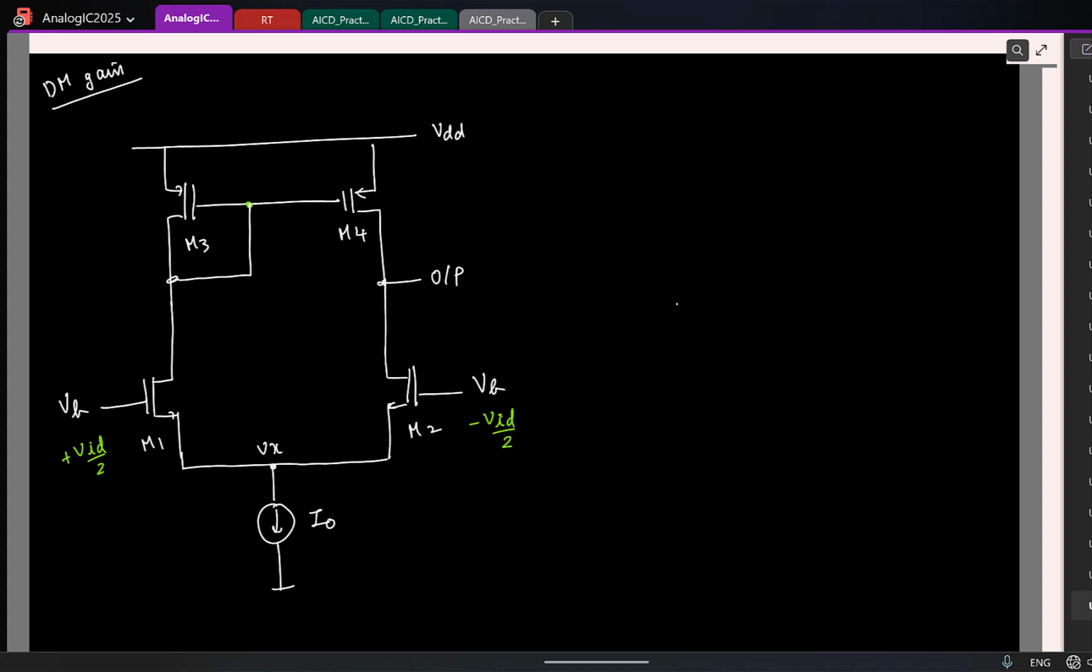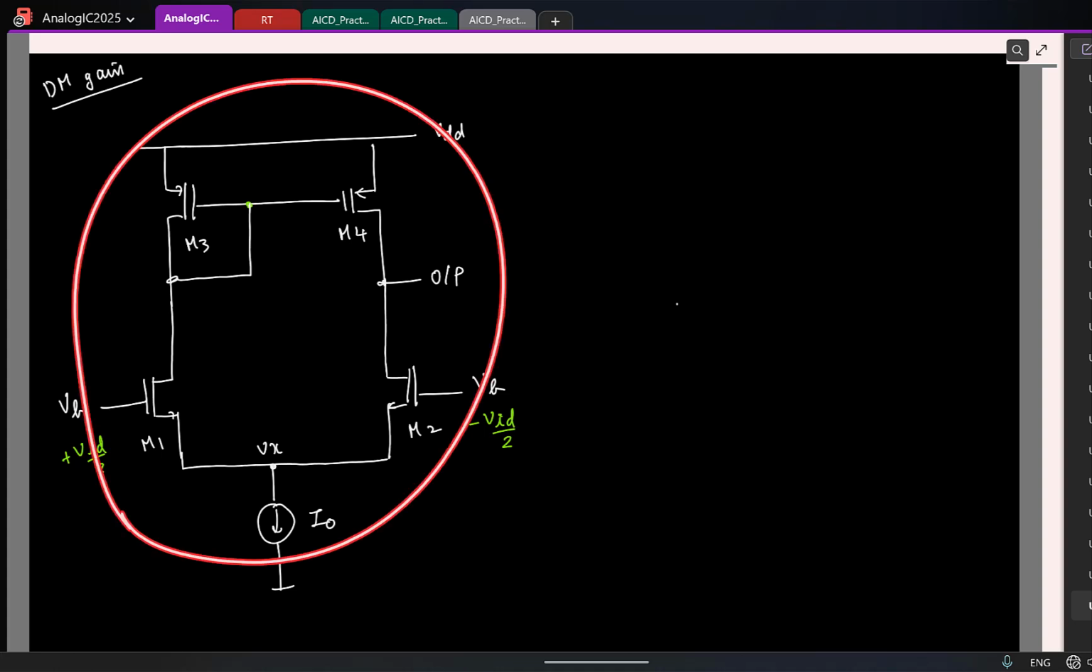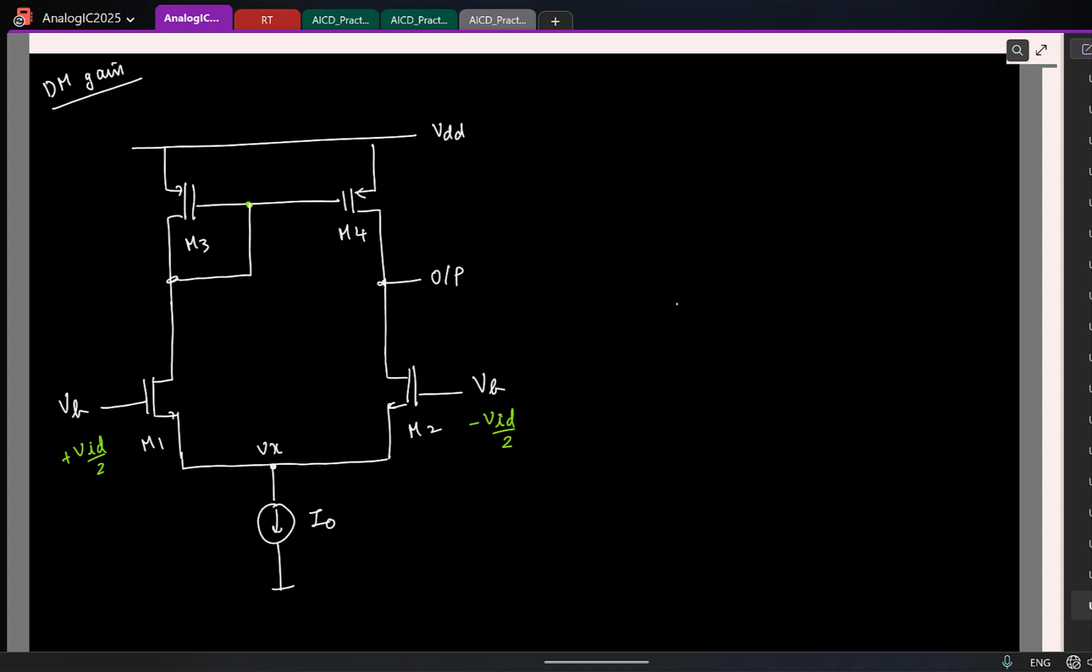Now tell me, in this circuit, the asymmetry is at the drain side of the NMOS transistors or at the source side of the NMOS transistor? The asymmetry is at the drain side or the source side? Drain side, right? And so let us say I consider a case where I ignore the R0 of the NMOS transistors. Let us say I make this for simplicity.